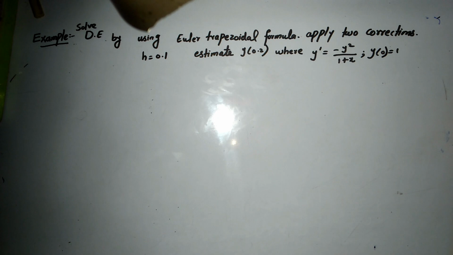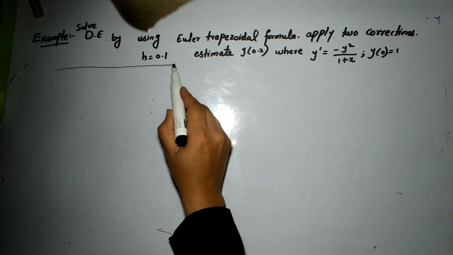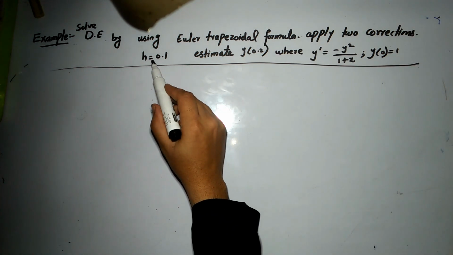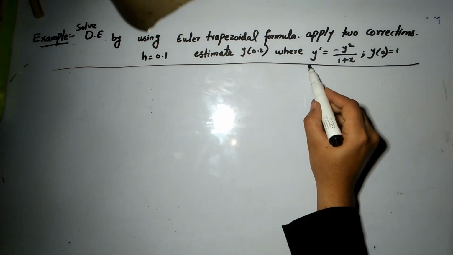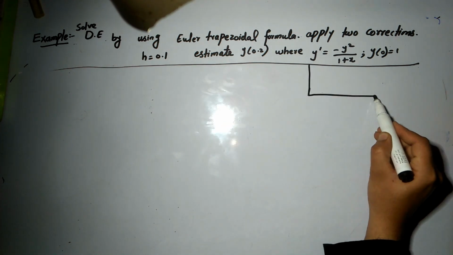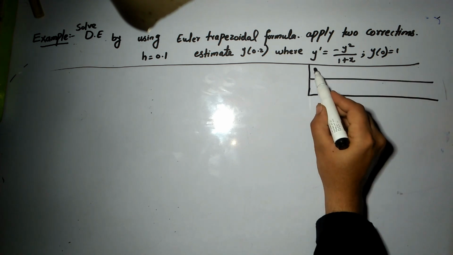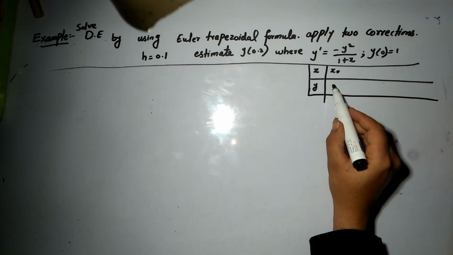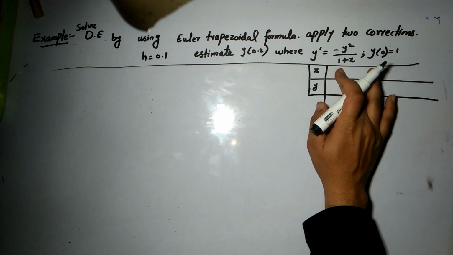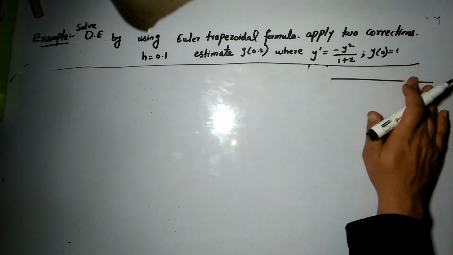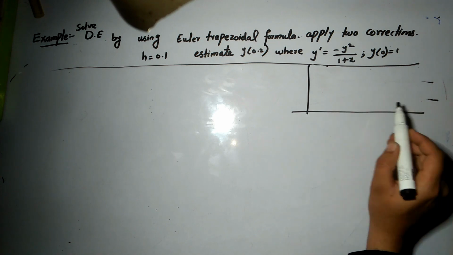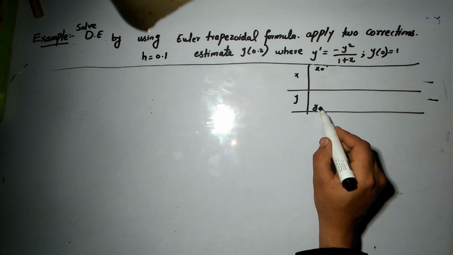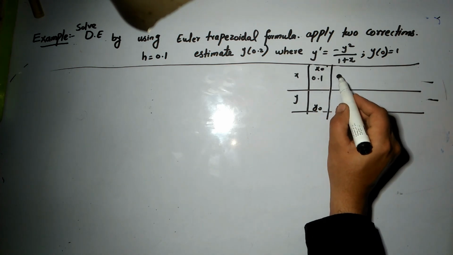So here is an example related to our previous proof of the Euler trapezoidal predictor-corrector method. The step size is 0.1. If I form a table, this will be x and this will be y, so x0, y0, then 0.1, 0.2.